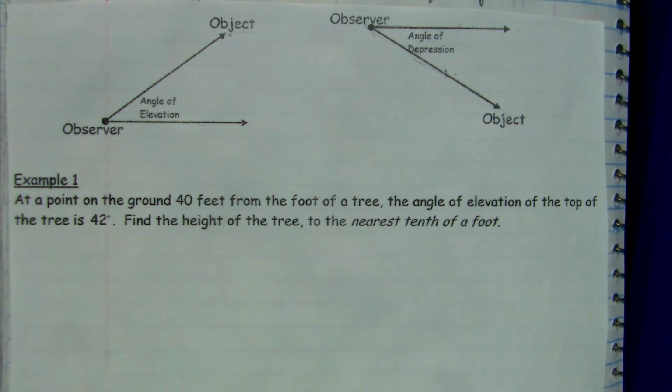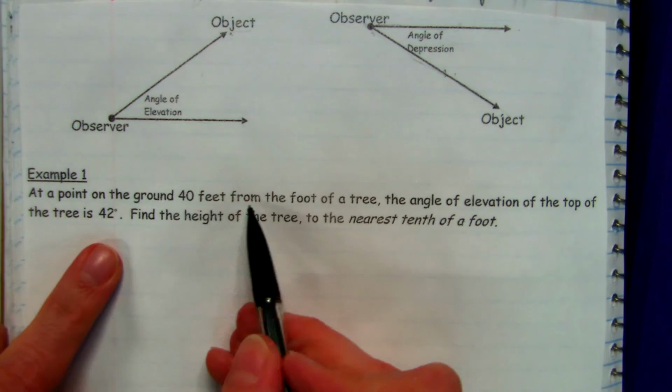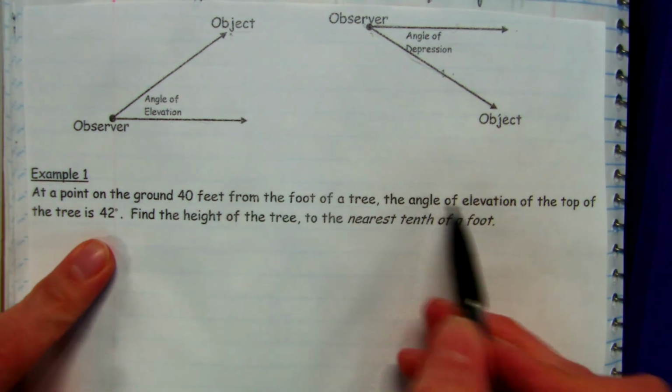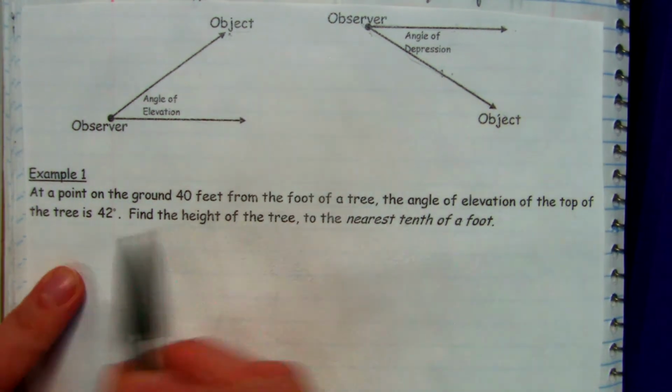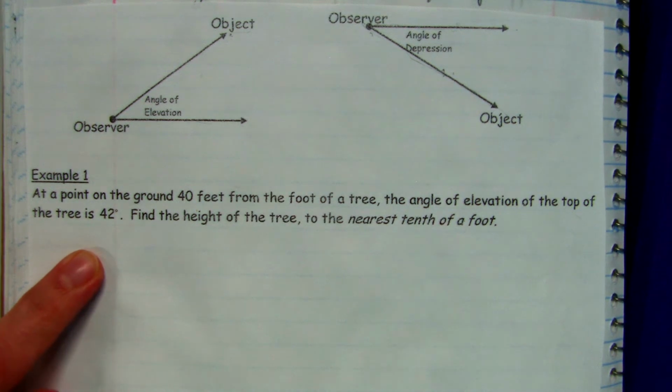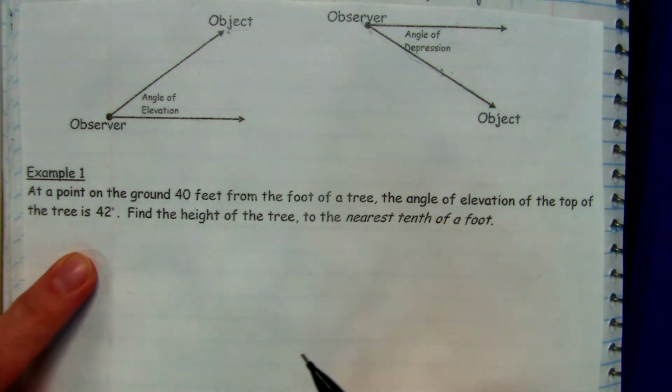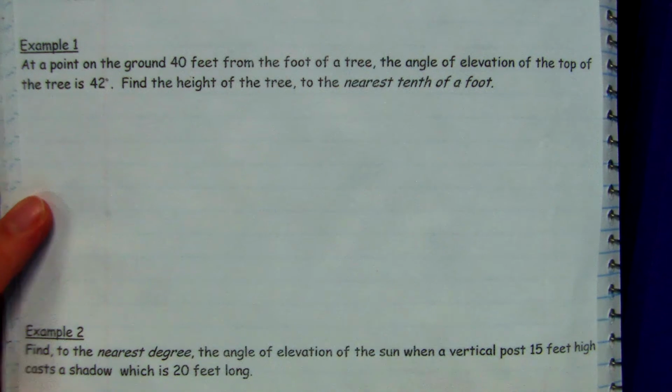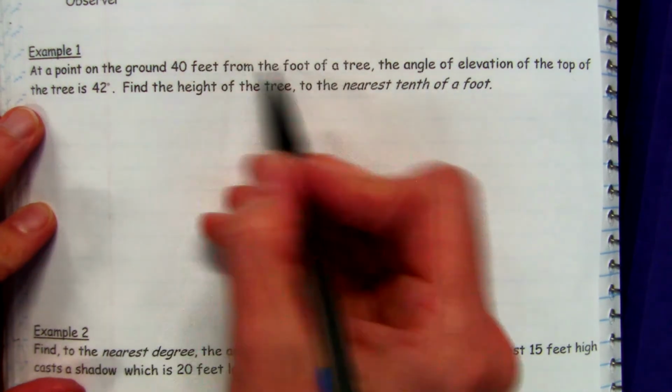Alrighty, so on example 1, it says at a point on the ground 40 feet from the foot of a tree, the angle of elevation of the top of the tree is 42 degrees. Find the height of the tree to the nearest tenth of a foot. So what we're going to do first is draw a little picture. So there's a point on the ground 40 feet from the foot of a tree.